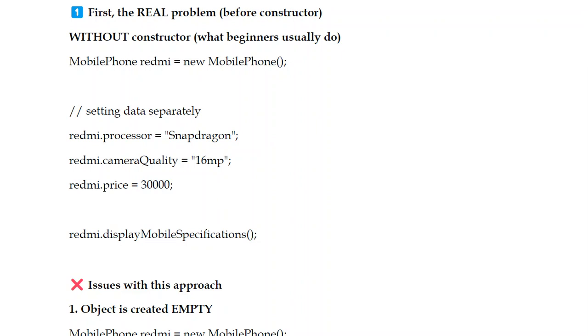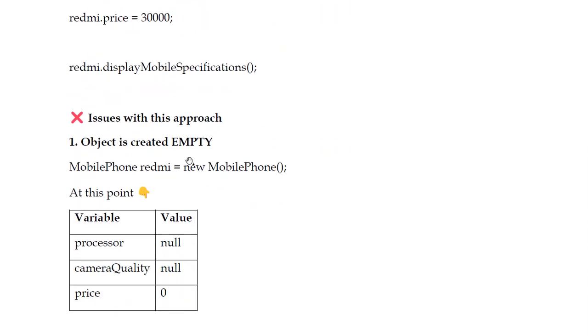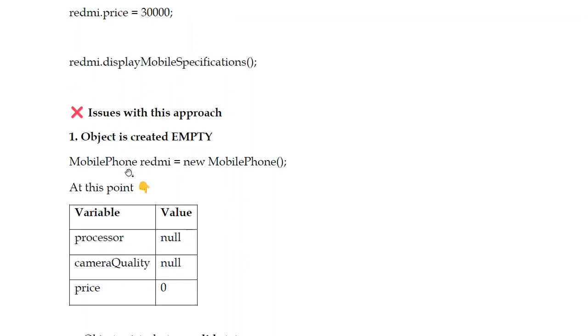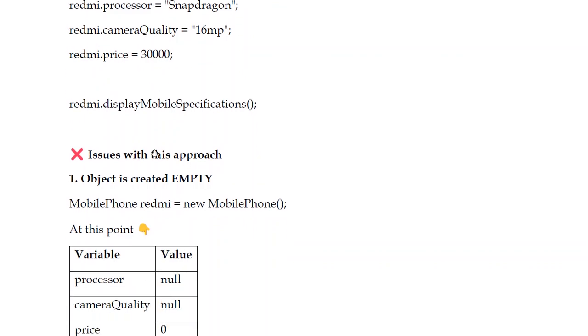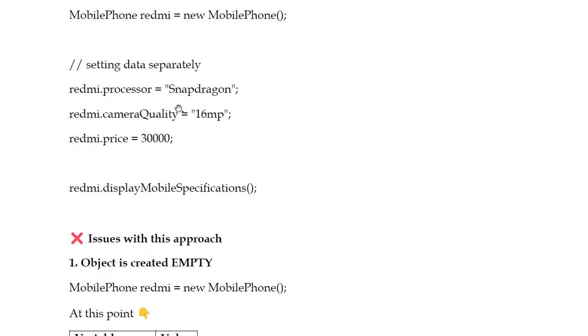We already discussed this thing in our object session itself. If you're giving it like this, what is the problem? We'll discuss it one by one. So the first problem: the object is created empty at this point. While you're creating the object, at that time, the instance variables are initialized like this. Even if you initialize like this, it won't get memory.